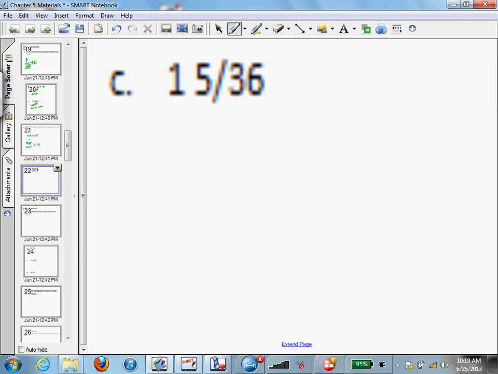And finally, we have one more example for this portion. We have 15 divided by 36. You can use long division, or you can just punch in your calculator 15 divided by 36. And either way, you're going to yield 1.138 with that 8 repeating.